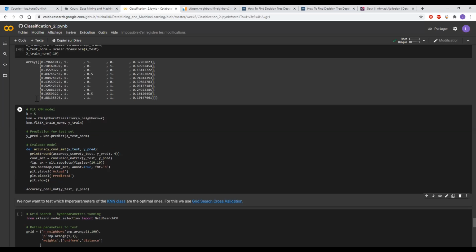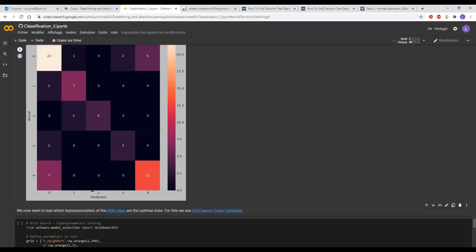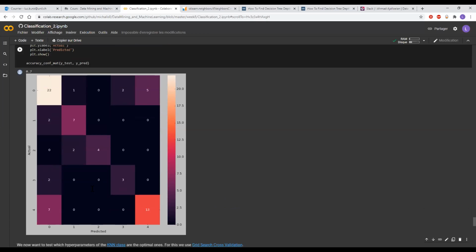So we fit the model once we have normalized. We fit the model, we try with k of 5. And then we predict as always, and we evaluate the model with the accuracy and the confusion matrix. And this yields an accuracy of 0.7, I think. Yes, 0.7, which is greater than the base rate. So we are fine. And this is the confusion matrix for this case.